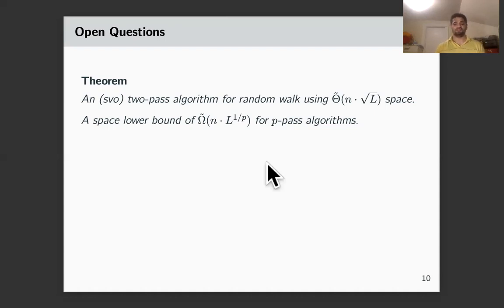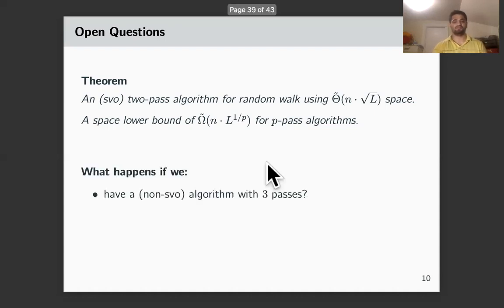And this is actually the first and the most obvious open question left from our paper. What happens if you have a non-SVO algorithm with 3 passes? The best upper bound we have is still n root L. The best lower bound is now n times cube root of L, and it is interesting to know which one of these two is the right answer. In fact, more generally, we want to know how does the space grow as the number of passes increases? What is the trade-off between the number of passes p and the space of the algorithm? The space-pass trade-offs for random walks are interesting.